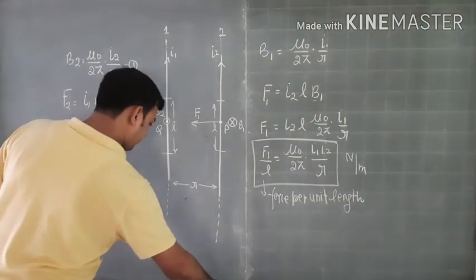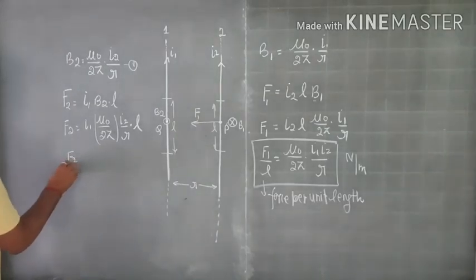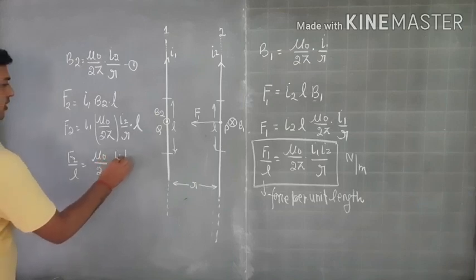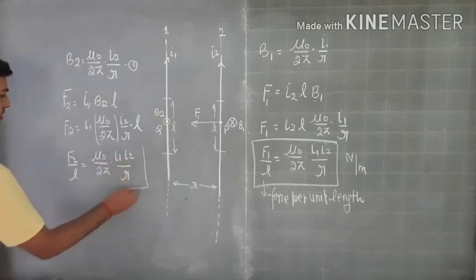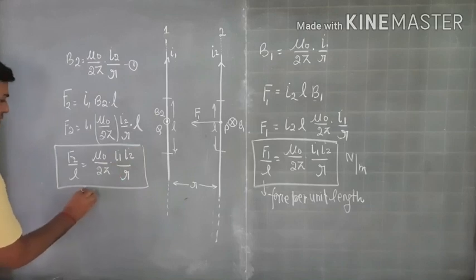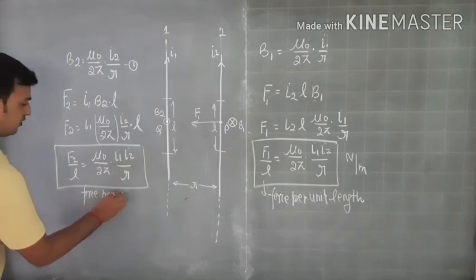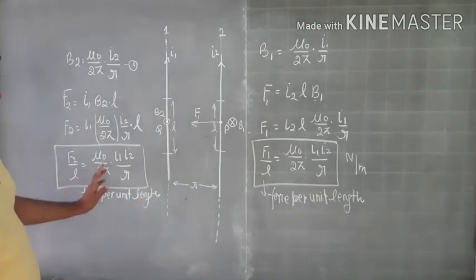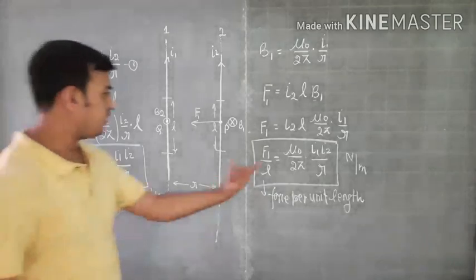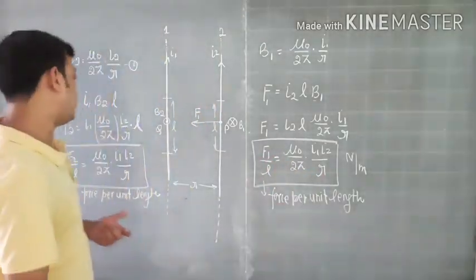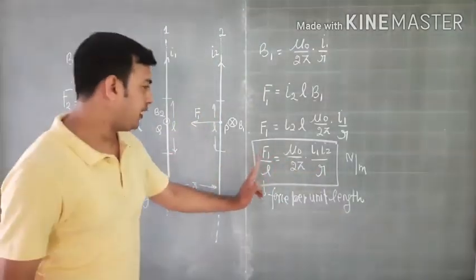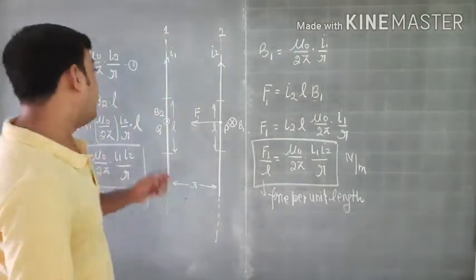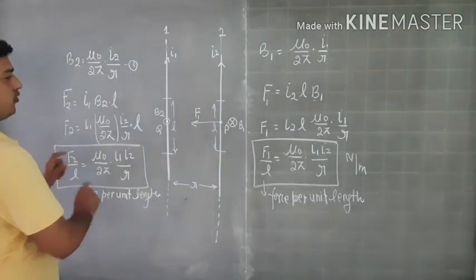on simplifying, we will get F2 by L as mu naught by 2 pi I1 I2 by r. So this is once again force per unit length. And if you see that this value and this value are exactly the same, it means the force acting per unit length on both the wires will be the same, but we will find out the direction of this force first.